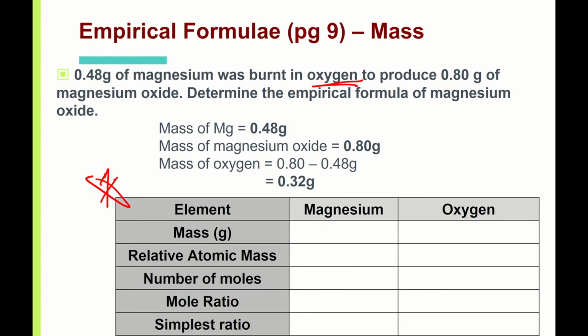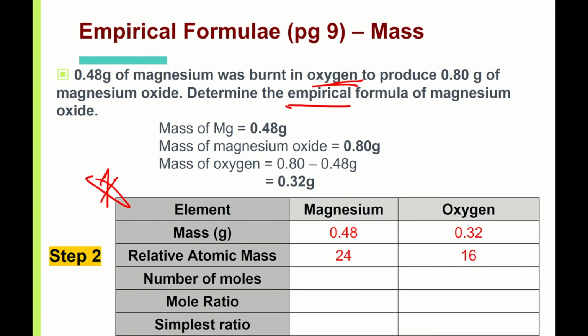Alright, so magnesium. We know that the total compound mass is 0.8 gram, and out of this 0.8, 0.48 is magnesium. So which means the remaining mass is contributed by oxygen. One magnesium is 24 gram. Remember, one magnesium is 24. We are looking at empirical, which means simplest. Take note. Empirical means simplest. So what is the relative atomic mass of oxygen? One oxygen, 16. Only one oxygen.